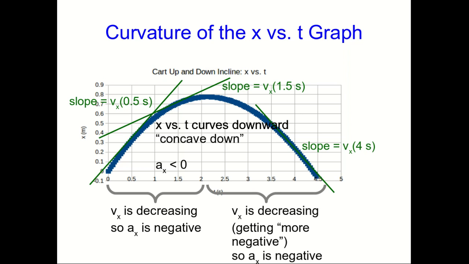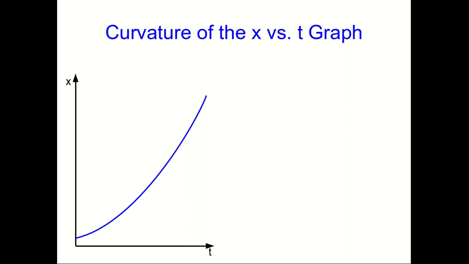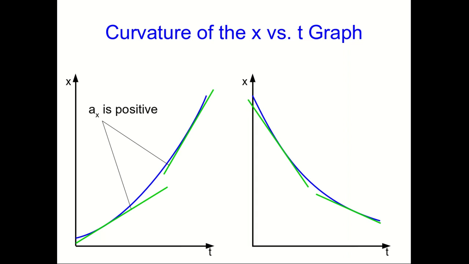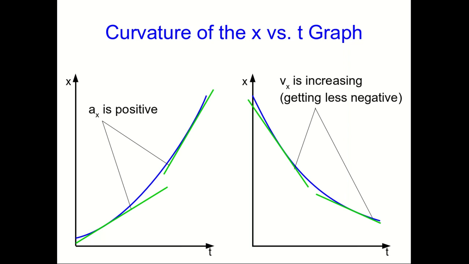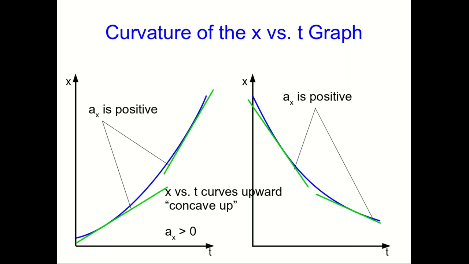And we can conclude that any time our x versus t graph has a shape like this, curving downward, ax must be negative. Well, we can flip that around and think about a graph with this shape. Now, if you draw a few tangent lines to it, you can see that it's getting steeper with time. Or in other words, Vx is increasing, and that tells us that ax is positive. Similarly, this one, I've already drawn 2 tangent lines to it, and you can see they're negative and they're getting less steep. Well, that means Vx is increasing because it's getting less negative. And so again, ax is positive here. And so look at both of these graphs and you see they are both curving upward. So if the x versus t curves upward, or you would say it's concave up, then ax is positive.